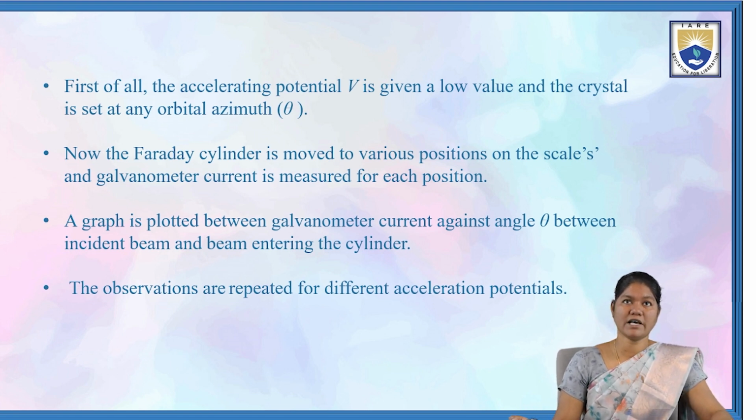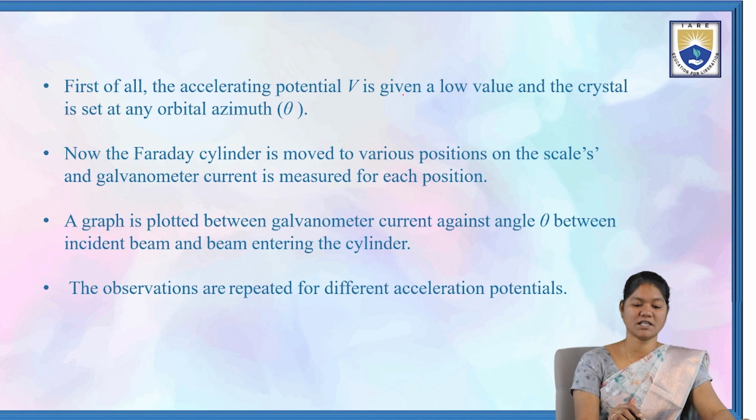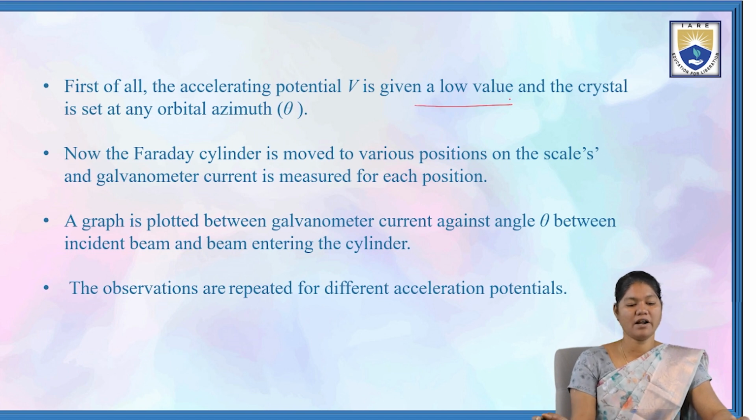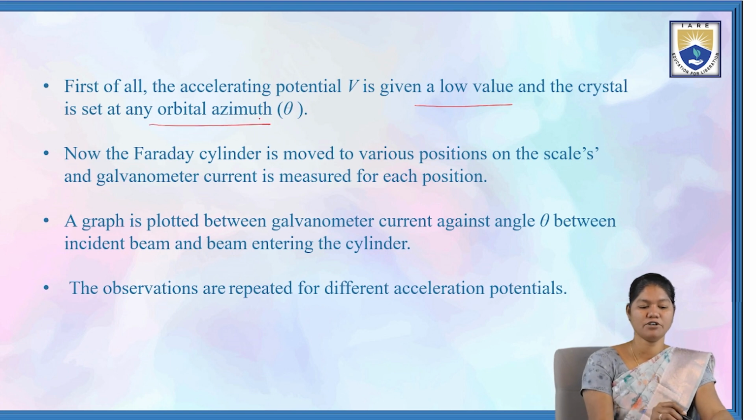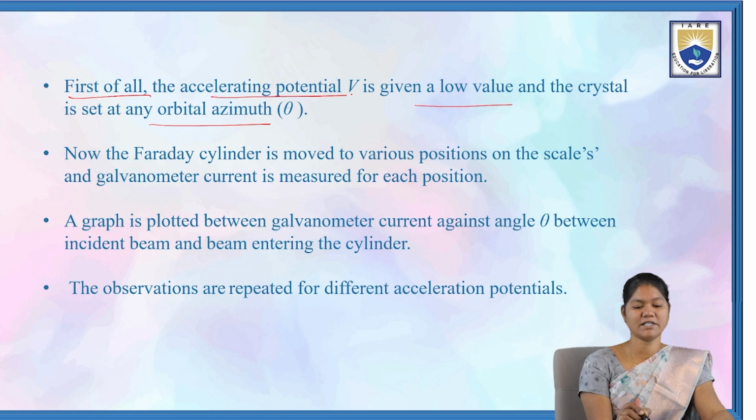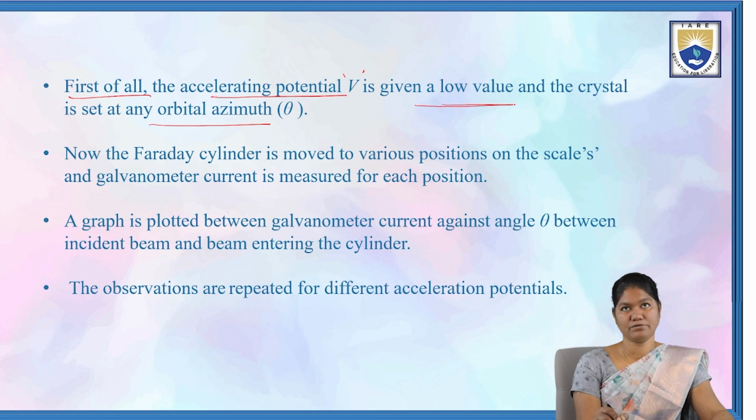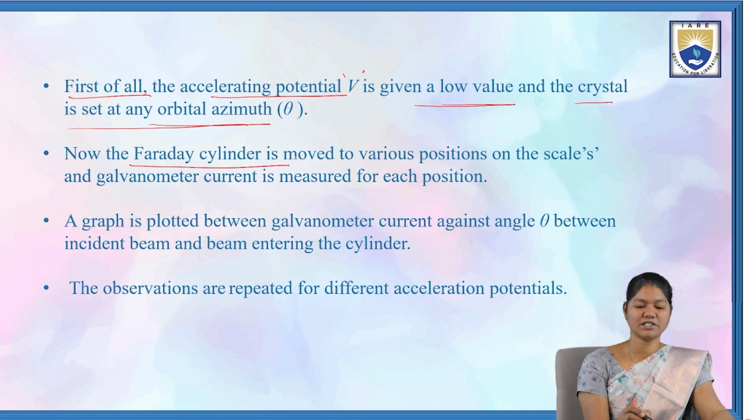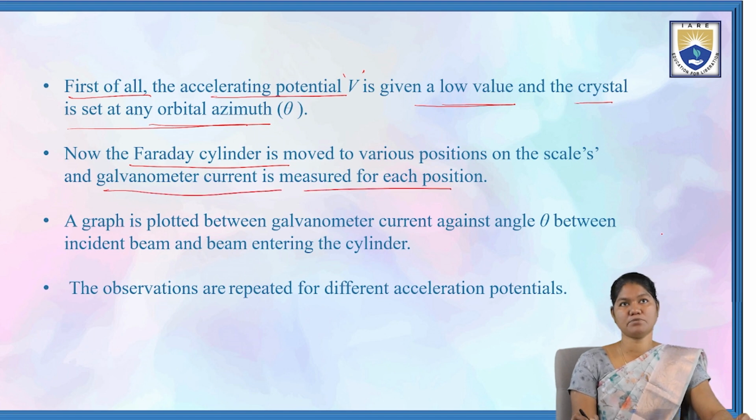First of all, the accelerating potential V is given at a low value, and the crystal is set at any orbital azimuth. Now the Faraday cylinder is moved to various positions on the scale, and the galvanometer current is measured for each position.